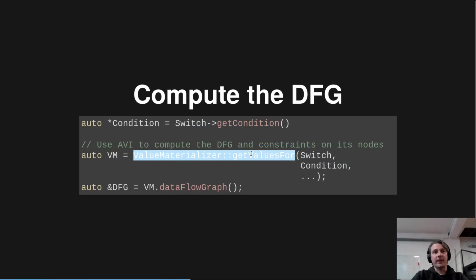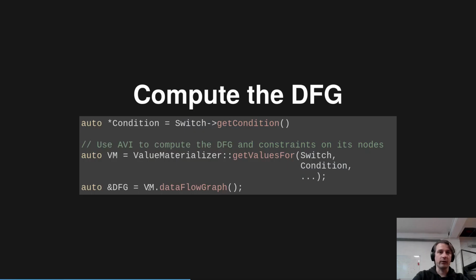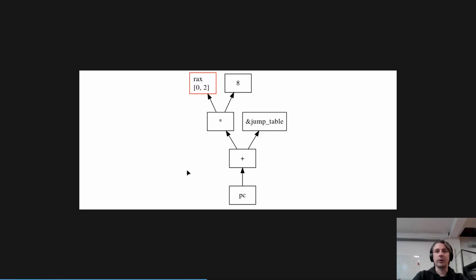So value materializer get values for gets you an instance of value materializer, which has some nice methods. Let's see which one we are interested in. First of all, you can ask it for the data flow graph. Okay, so to go back to something concrete, something practical, if you ask about the switch condition of the thing before, you will get a data flow graph that basically looks like this. And by the way, value materializer can actually emit this kind of graph.